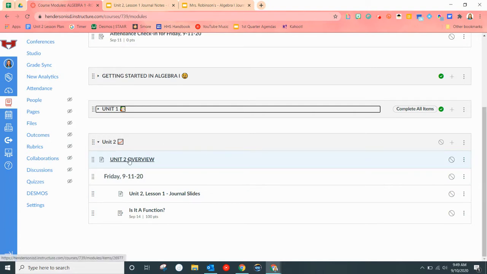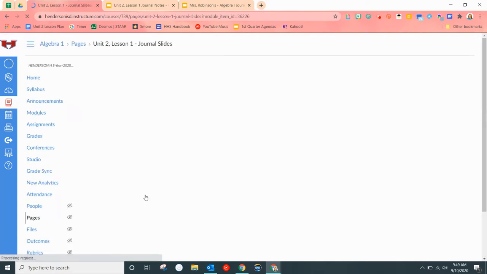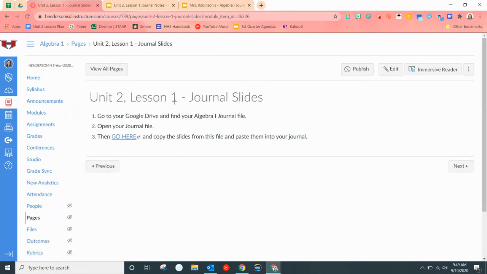So here's a little overview of Unit 2, what we're going to learn. Basically, we're going to talk about functions in Unit 2, functions and something called domain and range. What you are going to need to do first for our lesson today is come here and get the journal slides.